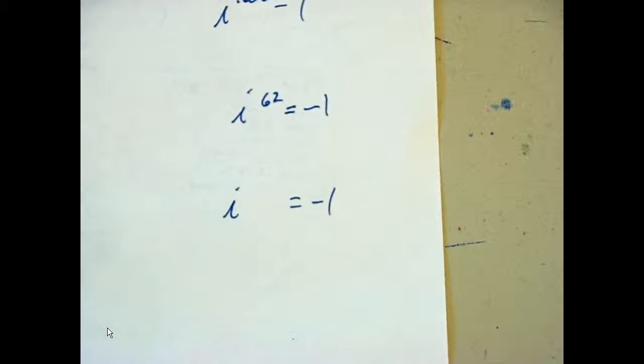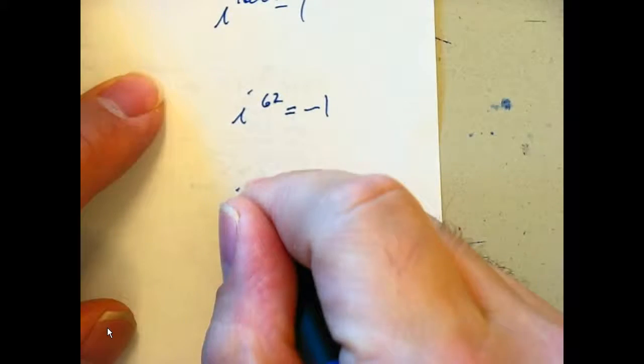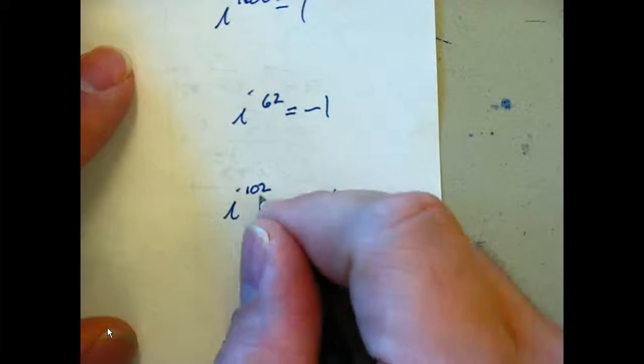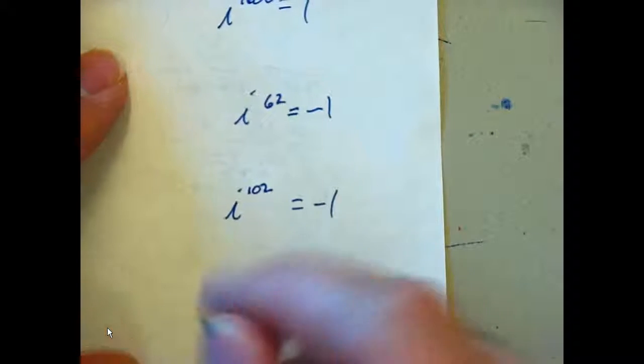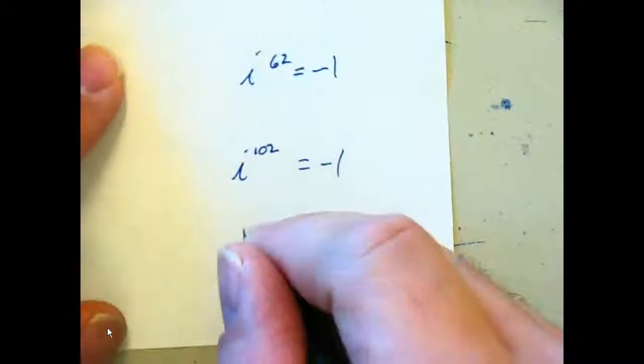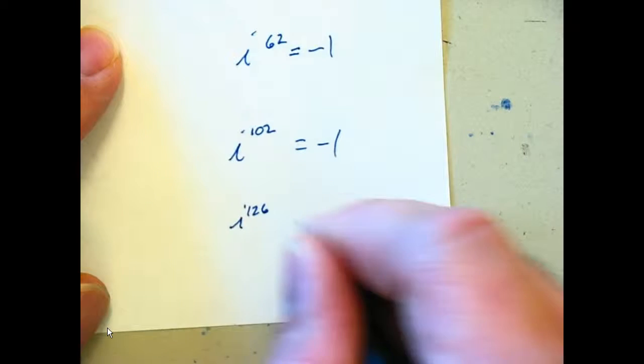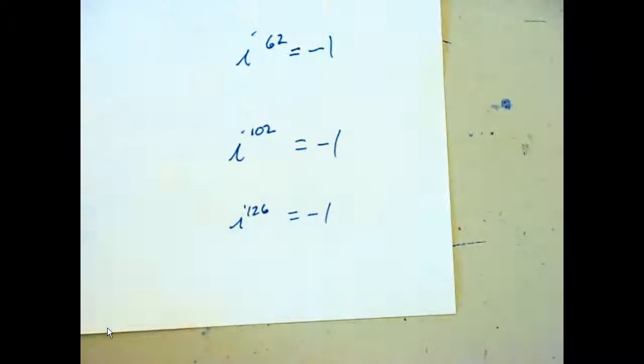Wait until we're done. Then you can ask. All right, volunteer. Yes, Chase? 102. Cut it in half once is 51. Therefore, you can't cut it in half again. Yes, 4 does not go into it. Therefore, it's negative 1. Kai? 126. That is negative 1.